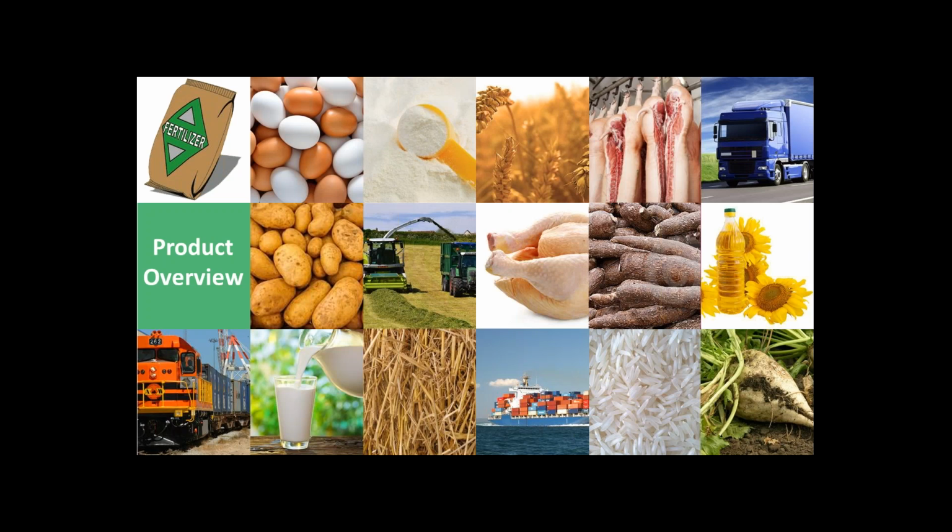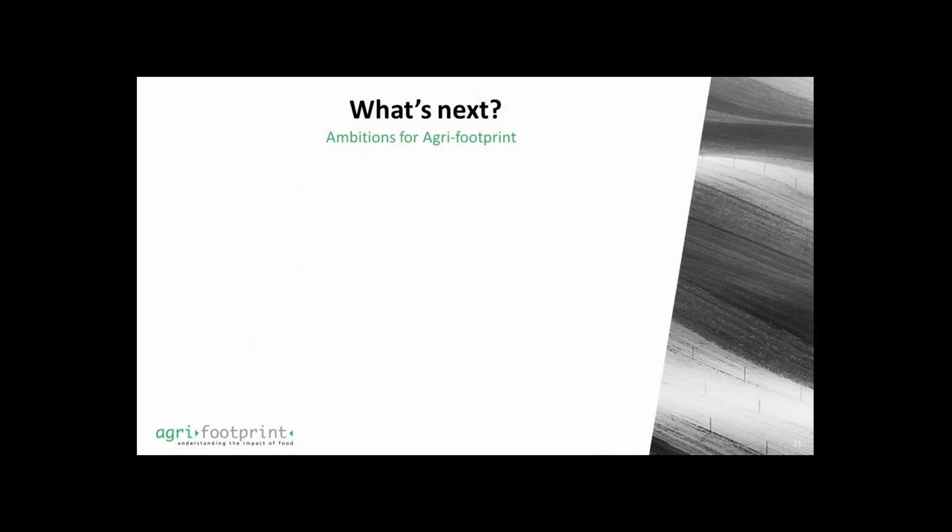Also the slaughtering processes. Then what's next? What are our ambitions for the next versions? That's what I explained, the integration of the USDA agricultural LCIs. We're now busy with capital goods.